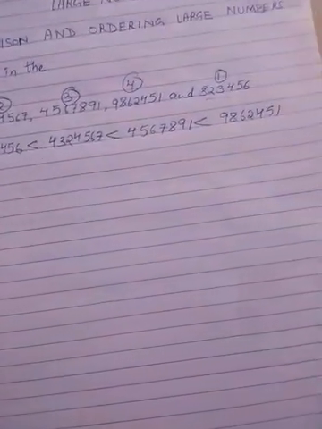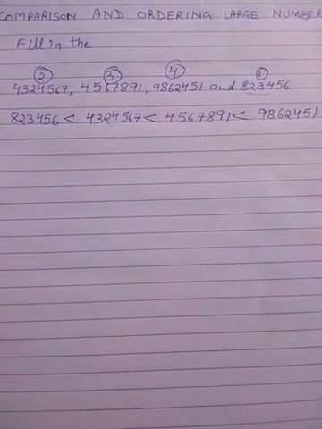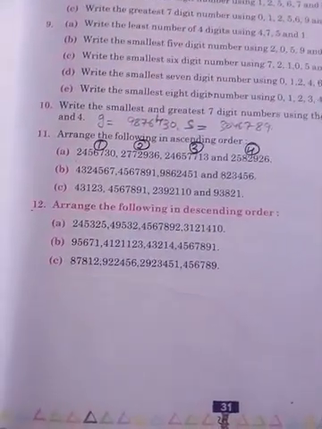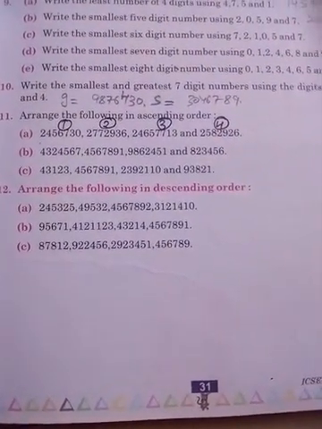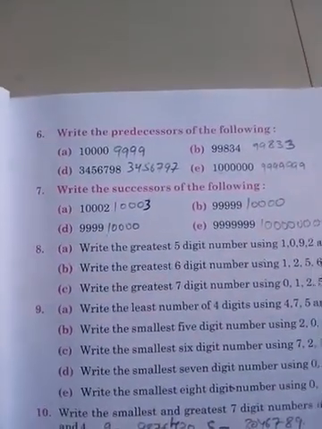Okay, if you have to arrange the numbers in ascending order or in descending order, what you have to do is just write the greatest one in the first place, then smaller, then smaller, then the smallest. In that way you can do question number 11 and 12, right? Then come to question number 6 and 7.